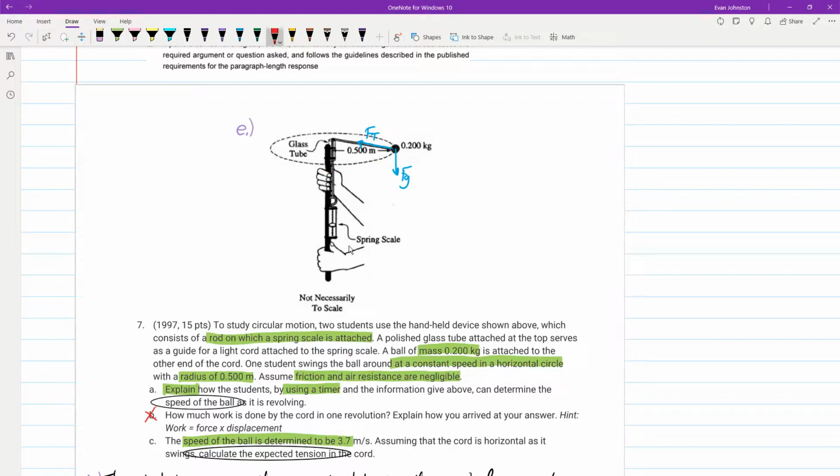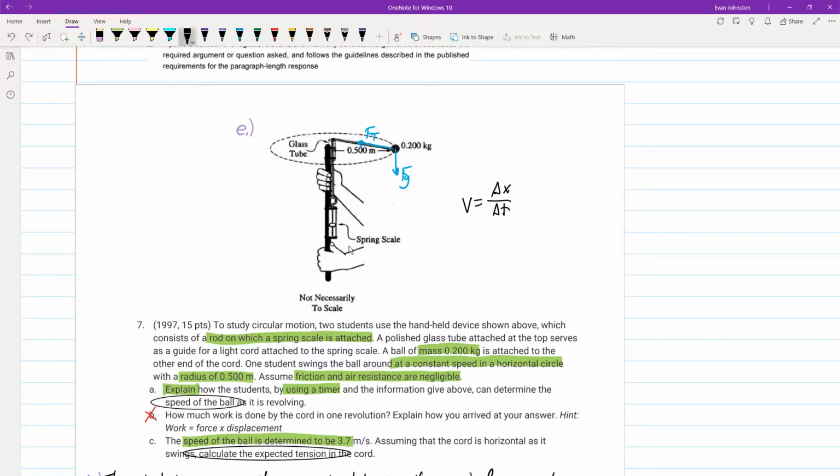And part A is asking, explain how the students using a timer and all this information up here can find the speed of the ball. Well, really, this hopefully boils down to the idea that speed is really the distance or change in distance over the change in time. And so that's why they included the timer here for us. That's going to be very crucial or paramount here.